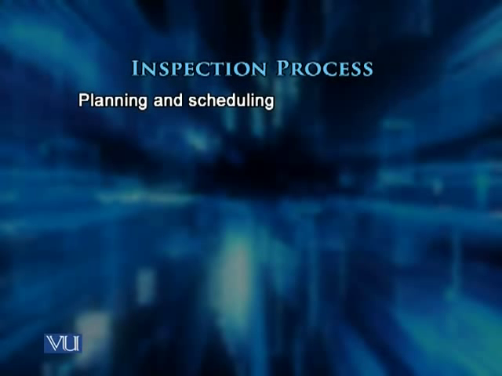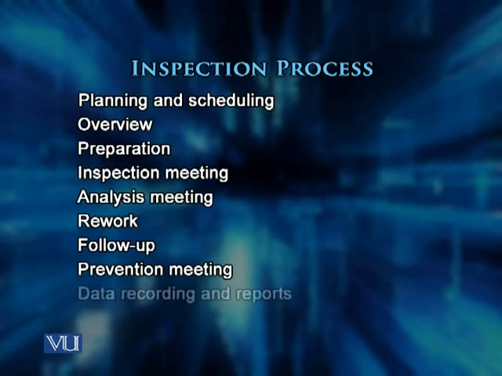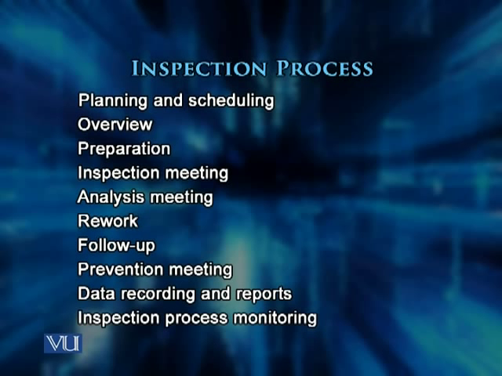Now what I'm going to do is show you these activities once again on the screen so that you can have a look at them in text, and then we will take each one of them and explore them in much more detail. So you have the inspection process, which consists of planning and scheduling, overview, then preparation, followed by inspection meeting, followed by an optional analysis meeting. Then you have mandatory rework, follow-up, which is again mandatory. Then you have the prevention meeting. Then you see two additional activities, which we will discuss: data recording and reports, and inspection process monitoring.